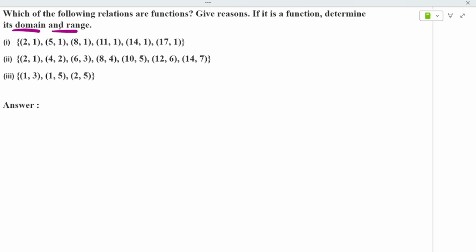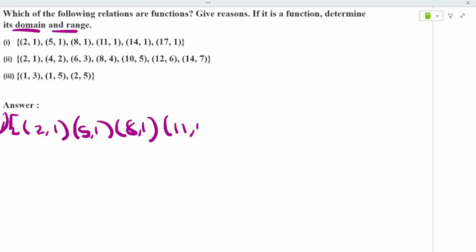First, we have to say whether the given relations are functions or not. If it is a function, we should say what is its domain and range. Okay, now let's solve the first question. What have they given? They have given (2, 1), (5, 1), (8, 1), (11, 1), (14, 1), and (17, 1).